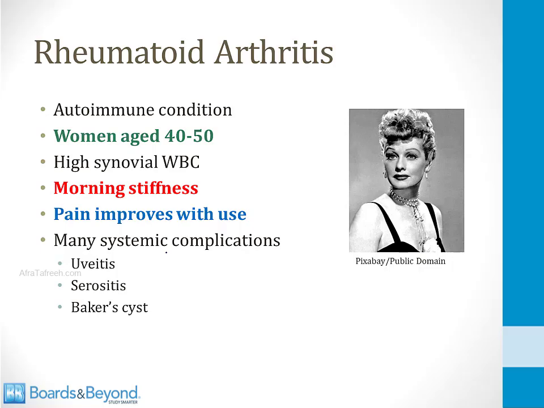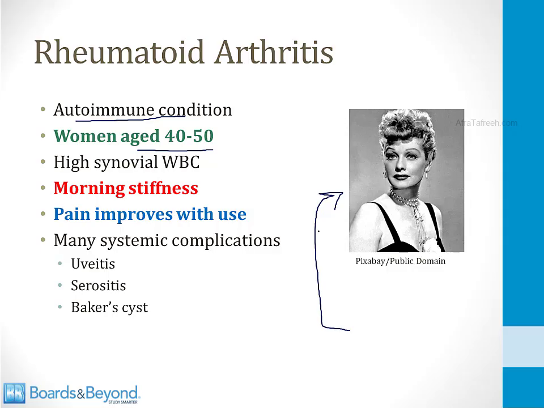So let's start with rheumatoid arthritis. So in the immunology section, I have an entire video on rheumatoid arthritis, and the reason it's in the immunology section is because rheumatoid arthritis is an autoimmune condition. It's common in women who are aged 40 to 50, so a much younger demographic compared to osteoarthritis. This is a picture of Lucille Ball, who was an actress, and she's the typical type of person to develop this condition.